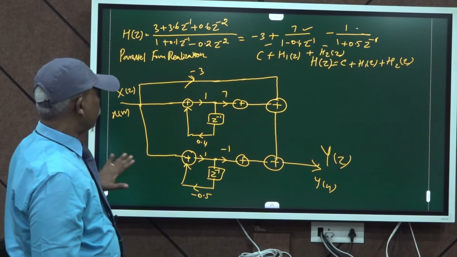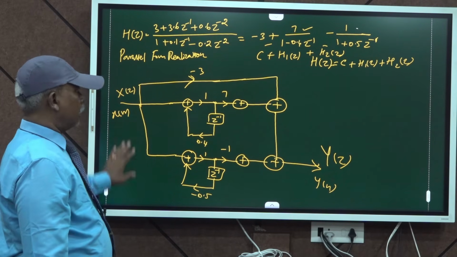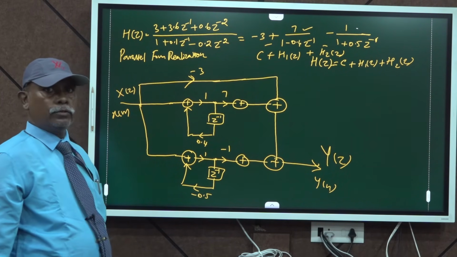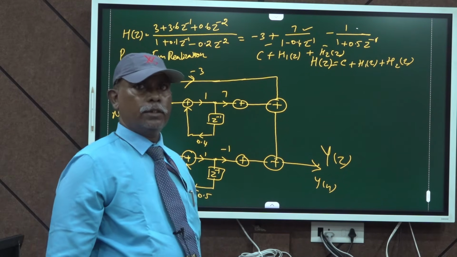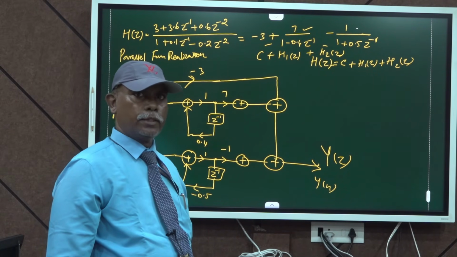Now you see that this is the parallel structure, the parallel form realization. But really we implemented all the things in direct form 2 only. So dear students, these are the things. I think it is very clearly explained to you.